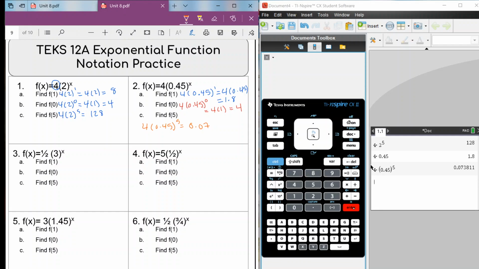So you guys are going to do 3 through 10 on your own. I'm going to give you some time to answer the problem, and then I'm going to go over it. Okay. So go ahead and start working on number 3. You're finding f of 1, and then you're finding f of 0, then you're finding f of 5.